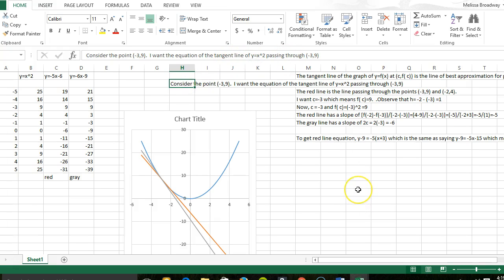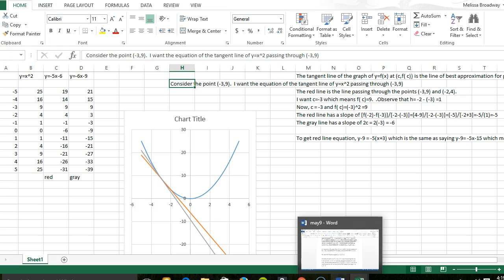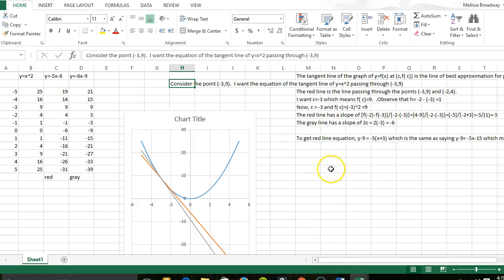Now, how do I get it? It would be handy if I could open up a different Word file. I need to get the slope of that line. It's going to be negative 6. And I claim for any c value, it'd be 2c, but let's not go there just yet. I claim the slope of this gray tangent line, which is my tangent line, is going to be negative 6. But we need to do the limit of the difference quotient, which is the derivative at that point.